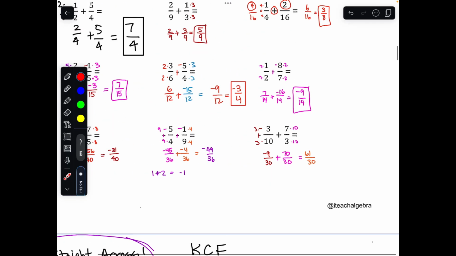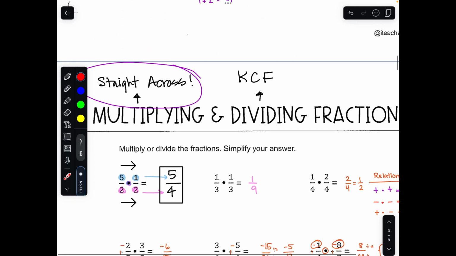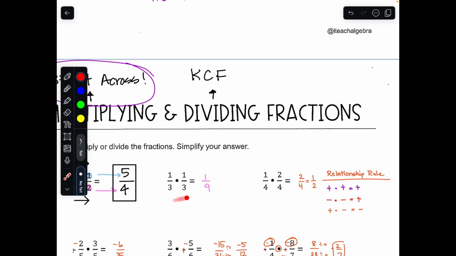Okay. All right, let's move on to multiplying and dividing fractions. This is so much easier than adding and subtracting. You don't have to get a common denominator. It's quite simple. Every single time you're multiplying fractions, all you do is multiply straight across. 5 times 1 is 5. 2 times 2 is 4, and simplify it if you can. This does not need to be simplified. So we just multiply straight across. Very straightforward, right?